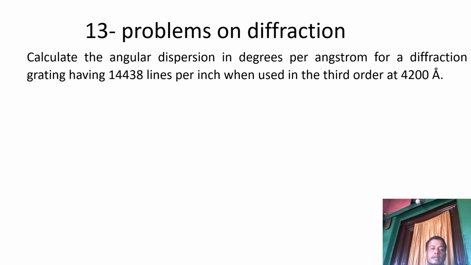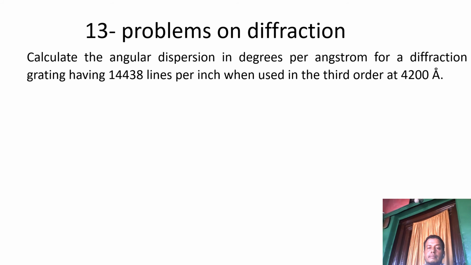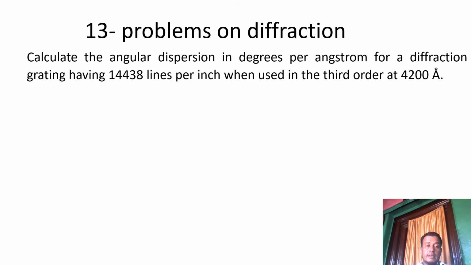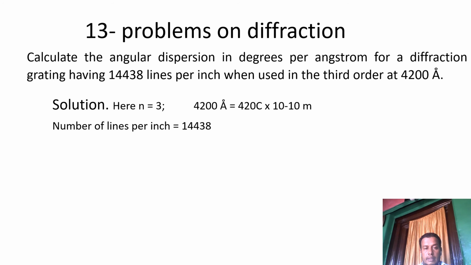Next, calculate the angular dispersion in degree per angstrom for a diffraction grating having 14438 lines per inch when used in the third order at 4200 angstrom. Given solution is for order n is equal to 3 and the wavelength 4200 angstrom, that is 4200 into 10 to the power minus 10 meter. Number of lines per inch is 14438.